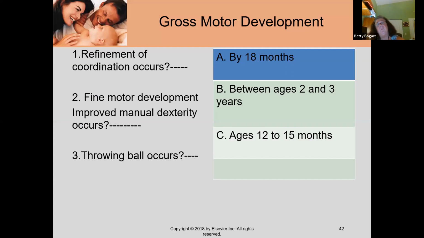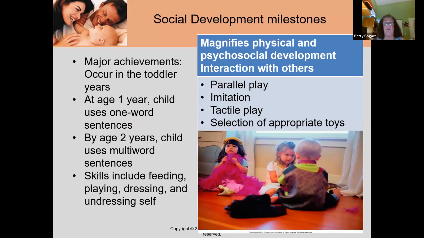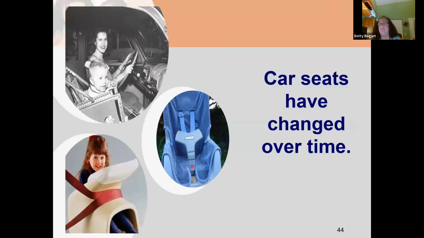So here's some more things for you to go over. We know throwing balls at 18 months. I mean, that's my grandson. He almost walloped me in the head. Social development is so important, kids getting together with other children, seeing what other kids are doing. So at 1 year old, we know it's 1-word sentences. At 2 years old, multi-words. And we know that they're going to try to feed, play, dress and undress themselves.